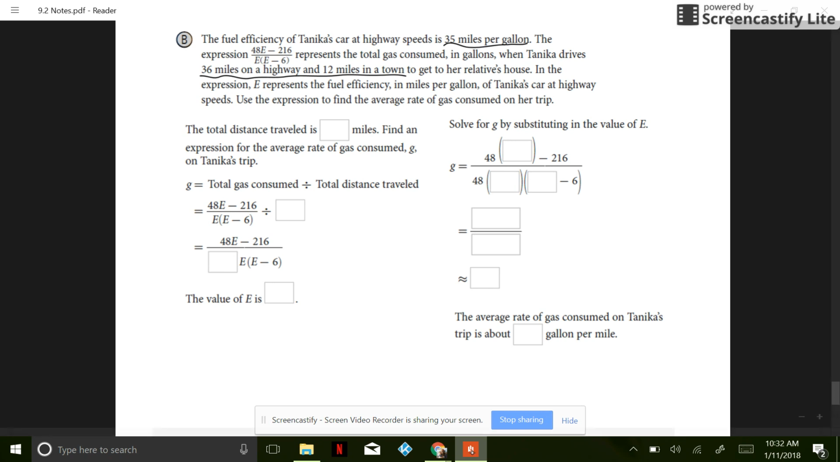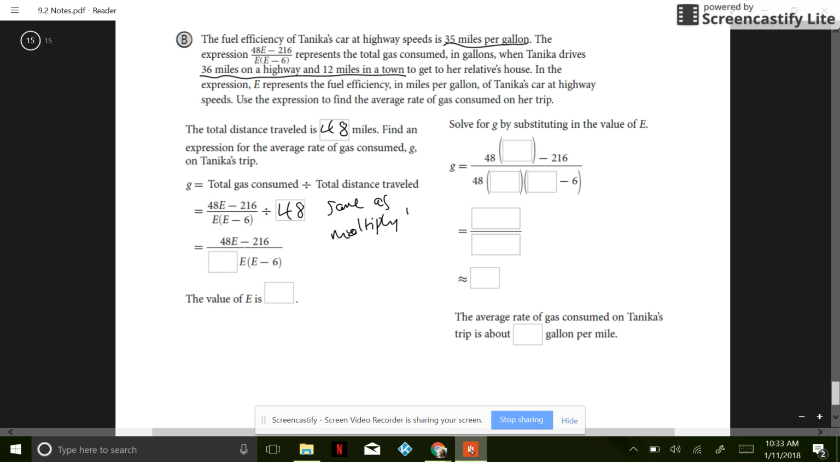So the total distance traveled is going to be 48 miles. She did 36 miles on the highway and 12 miles in the town. So we want to find an expression for the average rate of gas consumed on her trip. So to find that, we have to take gas consumed divided by the distance traveled. So we have that equation that's representing the gas consumed divided by the distance traveled, 48. So since we're dividing by 48, it's the same as multiplying by the reciprocal, which is 1/48. So if we do that, we'll end up with a 48 here now in the denominator.